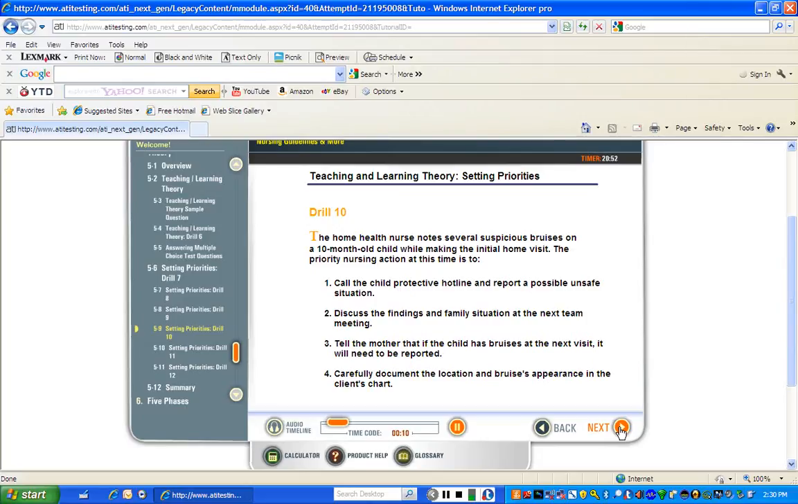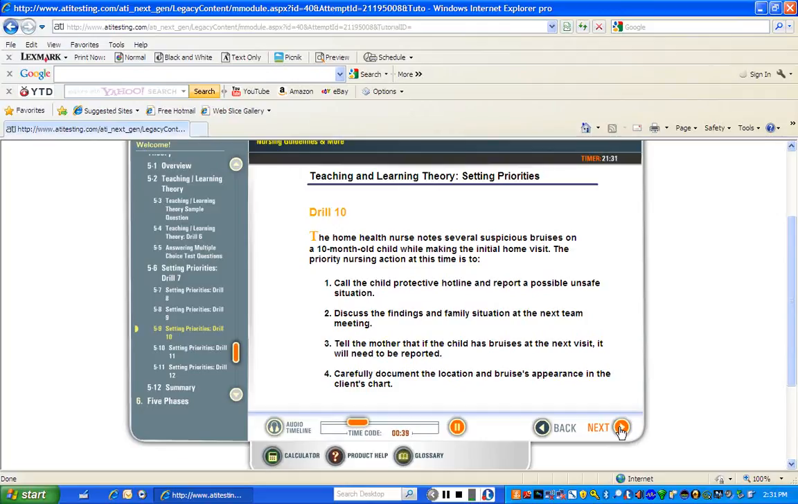The case scenario tells us that the home health nurse notes several suspicious bruises on a 10-month-old child while making the initial home visit. The stem of the question asks, the priority nursing action at this time is to identify the critical elements. The key word is priority. The client is the 10-month-old child. The issue is several suspicious bruises. The type of stem is a priority response stem. Now we can start to look at and eliminate distractors.